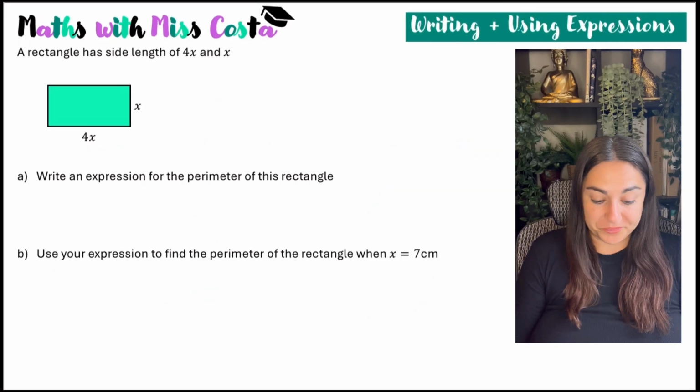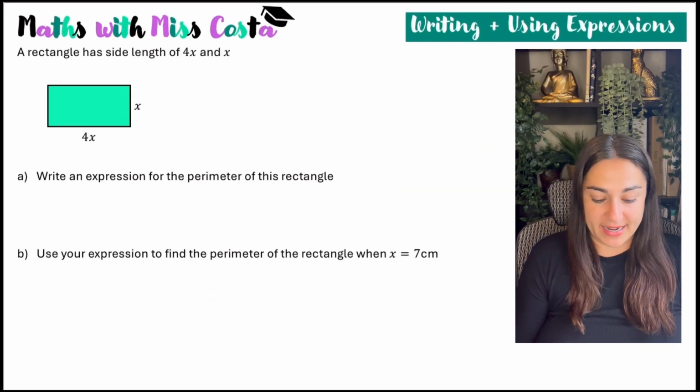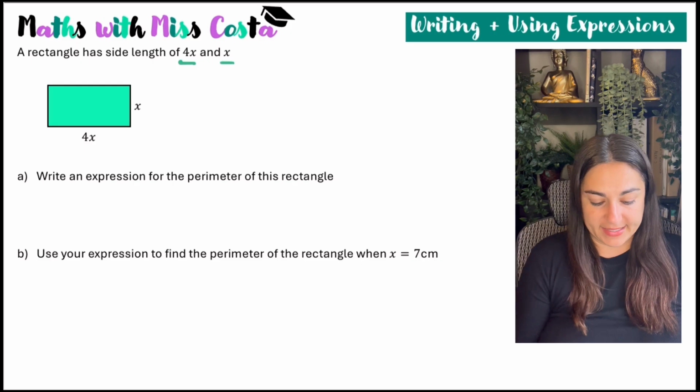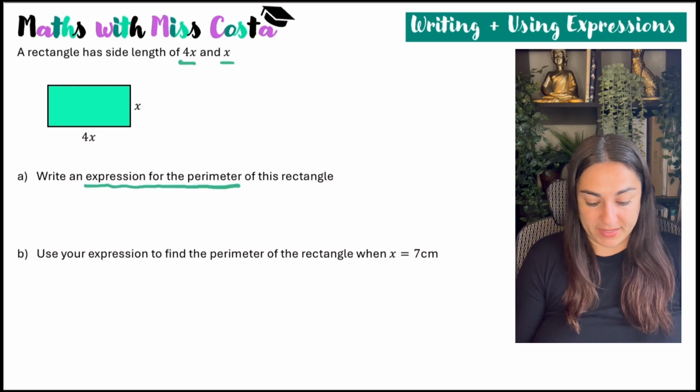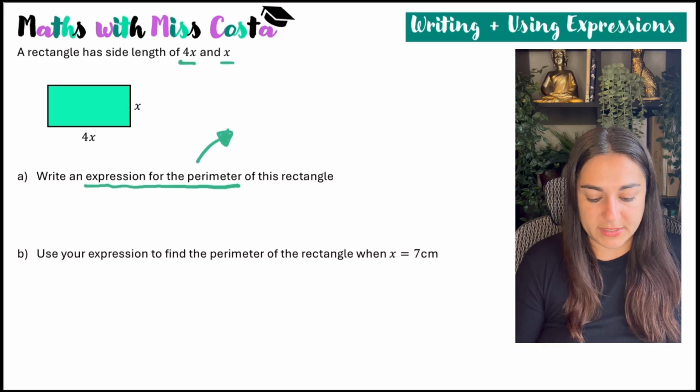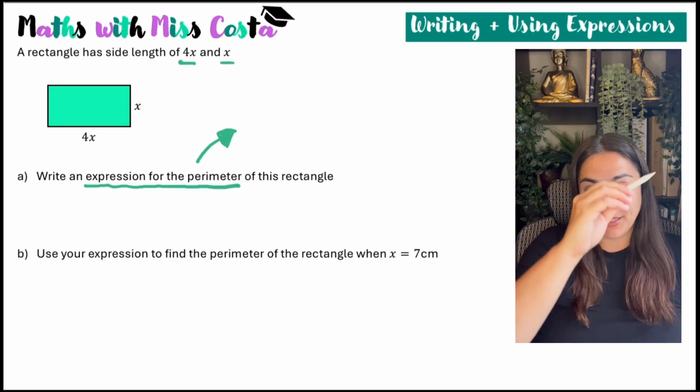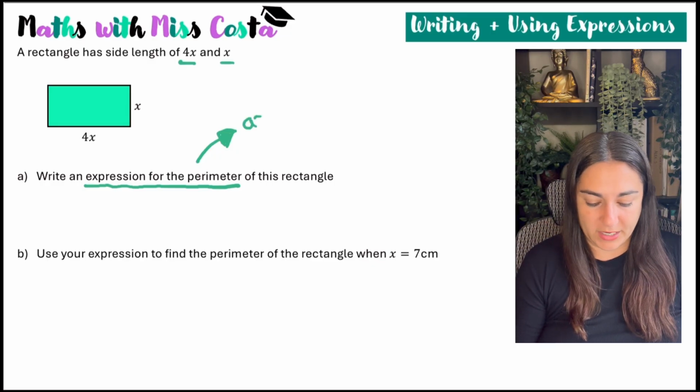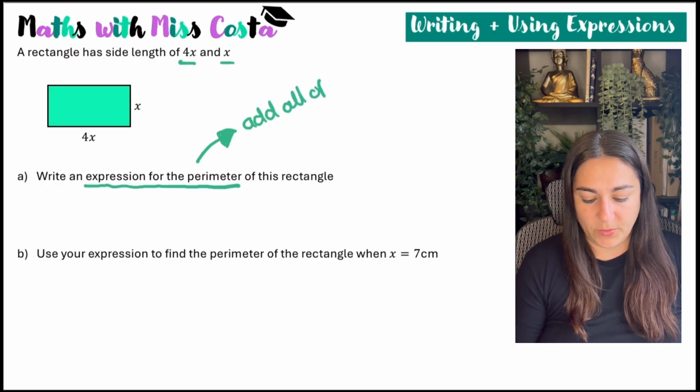Okay, so here I'm told that a rectangle has side lengths of 4x and x. And I need to write an expression for the perimeter of this rectangle. Now, what does perimeter mean again? It means the distance around the outside of the shape. So it's where you add all of the sides together.